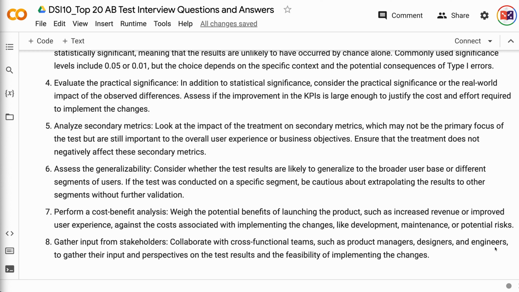5. Analyze secondary metrics. Look at the impact of the treatment on secondary metrics, which may not be the primary focus of the test but are still important to the overall user experience or business objectives. Ensure that the treatment does not negatively affect these secondary metrics. 6. Assess the generalizability. Consider whether the test results are likely to generalize to the broader user base or different segments of users. If the test was conducted on a specific segment, be cautious about extrapolating the results to other segments without further validation.